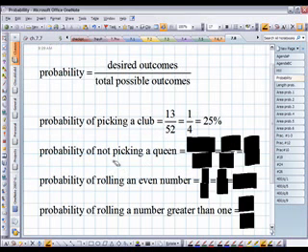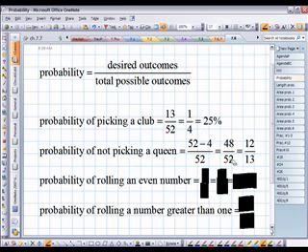If you want to find the probability of not picking a queen, again, the total number of cards is 52, and you want to find out how many are not queens, so you take the total number minus the queens, and there's 4 queens, so the total is 52 minus 4. So not picking the queen, 48 of those cards. 48 over 52 is 12/13.